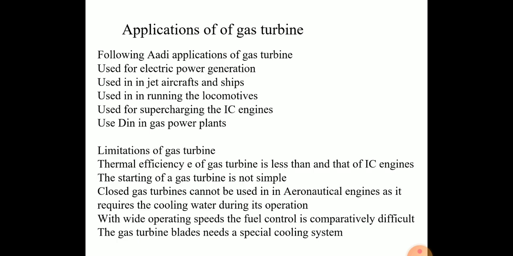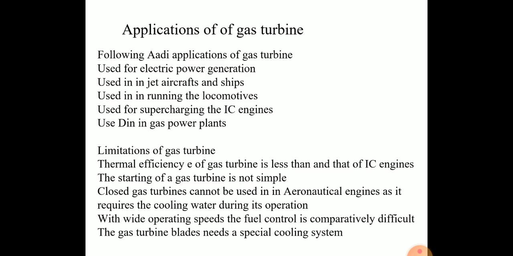Along with the applications, the gas turbine also has some limitations. These are the following limitations. Thermal efficiency: when we compare it with the IC engine, that is the internal combustion engine, the gas turbine always has less efficiency. The starting of the gas turbine is not so simple. We know that in an IC engine the starting of the vehicle is very easy, whereas the starting of the gas turbine is quite a difficult process.